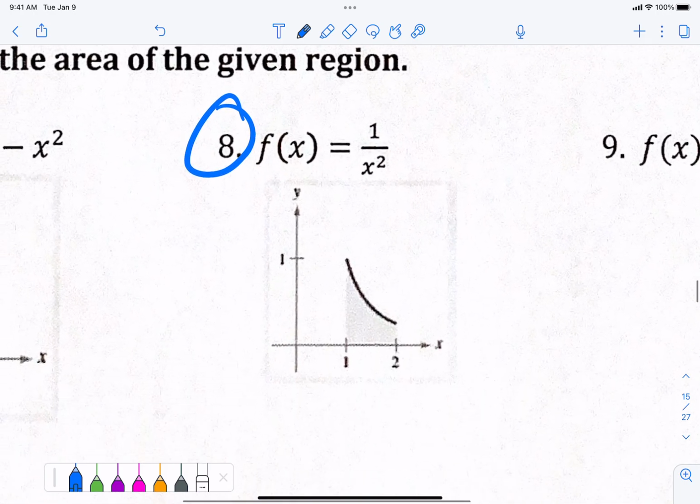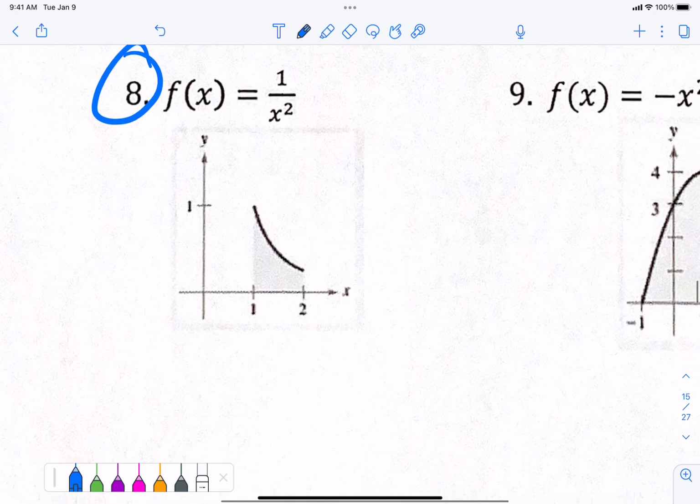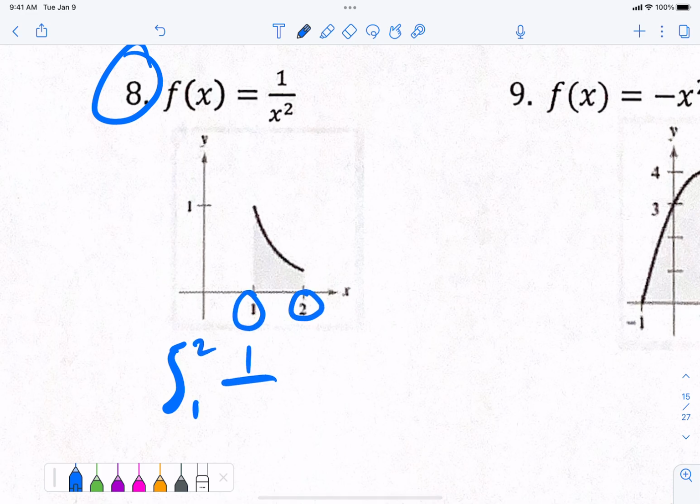Now, all of these other ones you know how to do, probably. They are already written out as an integral for you. But this one is not written out in integral form. Can you write it out in integral form? What's it going from? From 1 to 2 on the x-axis. The function is 1 over x squared, and it goes to the x-axis.